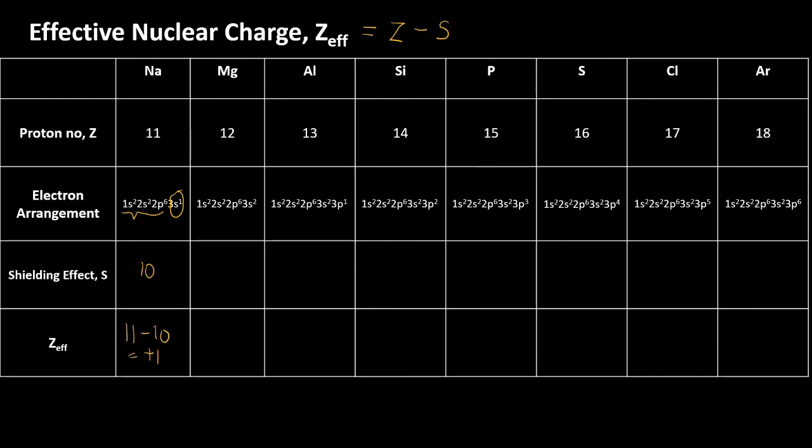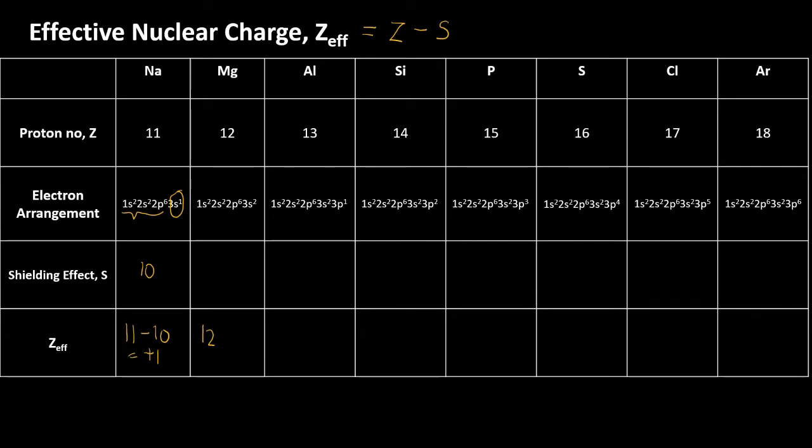To determine the effective nuclear charge for magnesium, again we use the formula nuclear charge minus the shielding effect. For the nuclear charge, we can determine it from the proton number. The proton number for magnesium is 12, therefore the nuclear charge for magnesium is 12.